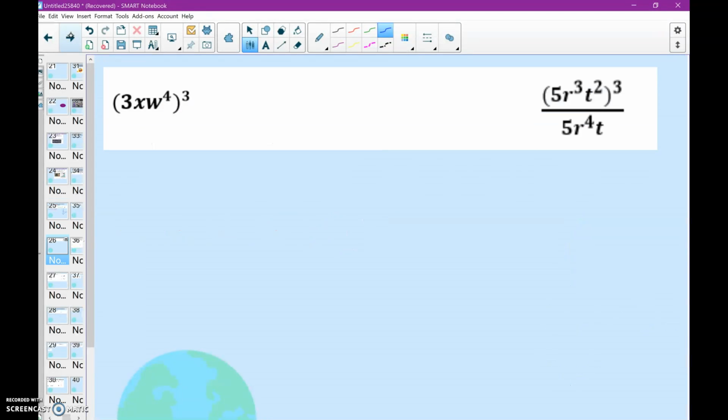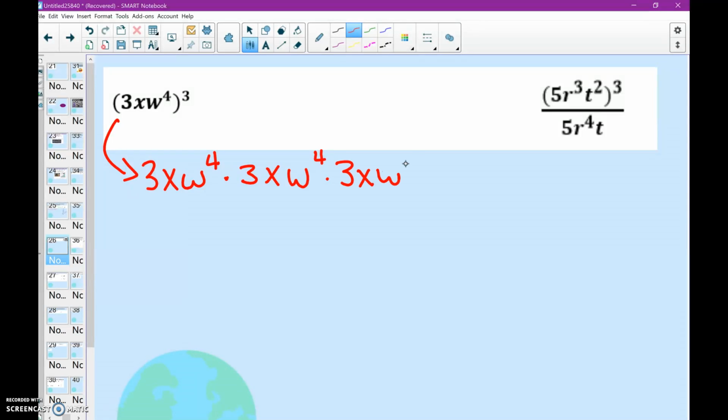Now we start to move up into more upper level things. This one we have 3x w to the 4th, all of it is raised to the 3rd power, which means I'm going to write 3x w to the 4th times 3x w to the 4th times 3x w to the 4th. Yes, I would like you to write this out, especially since you guys are just learning these techniques. Now, make sure you know what your coefficients are. It's the same number for all of them. It's the 3. And remember, with coefficients, you don't treat them differently.